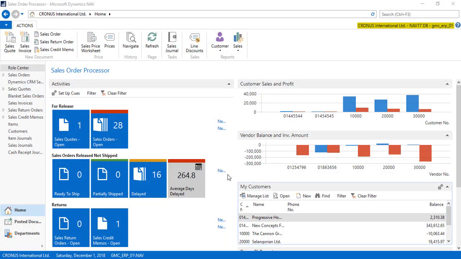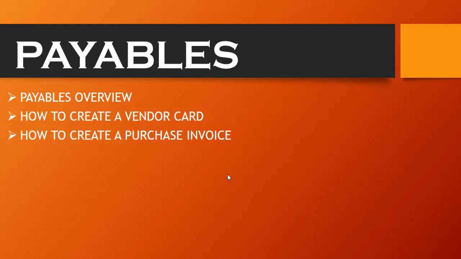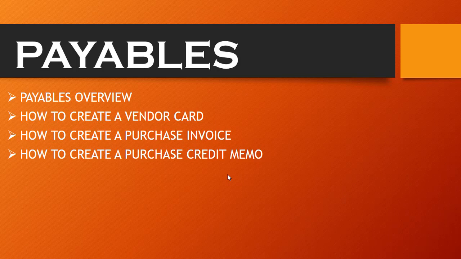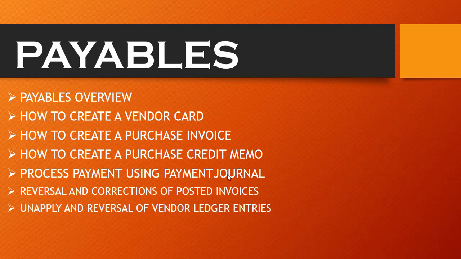Vendors are important to companies. The vendors are those who provide the company services or who the company buys from. In this video, we will cover the following: a payables overview, how to create a vendor card, how to create a purchase invoice, how to create a purchase credit memo, process payment using the payment journal, reversals, corrections of posted invoices, then application and reversal of vendor ledger entries. Lastly, we take a look at the report.